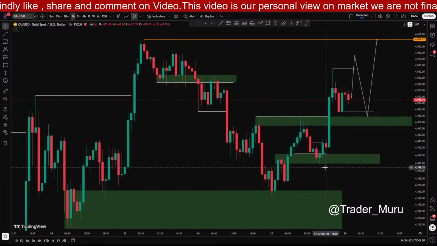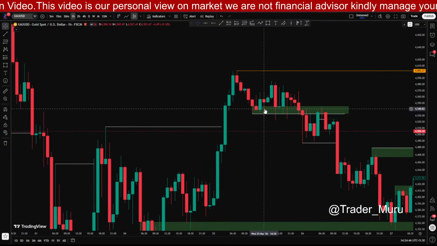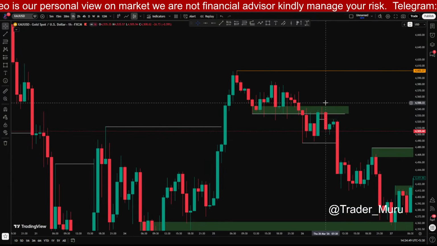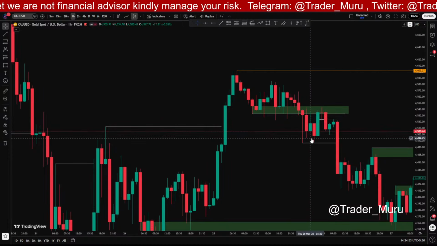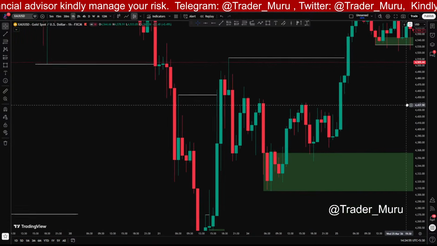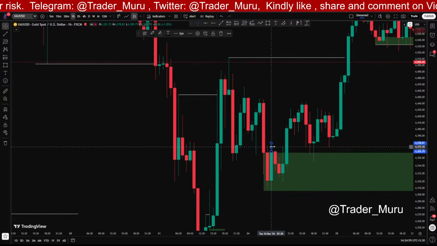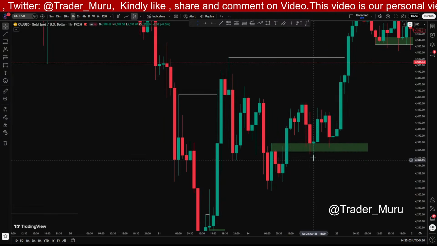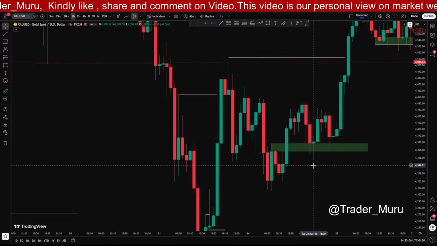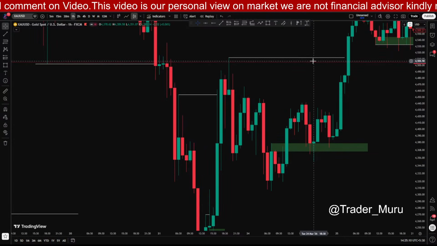Long here, stop loss below, target. On a 1-hour zone, if the retest candle does not close above, you are entering here, stop loss above your zone, and this is your target. 1-hour zone, wait for the retest candle. This is the retest candle, the second candle sweeps it and doesn't close below, stop loss will be below that low, and the target will be this one and this one.